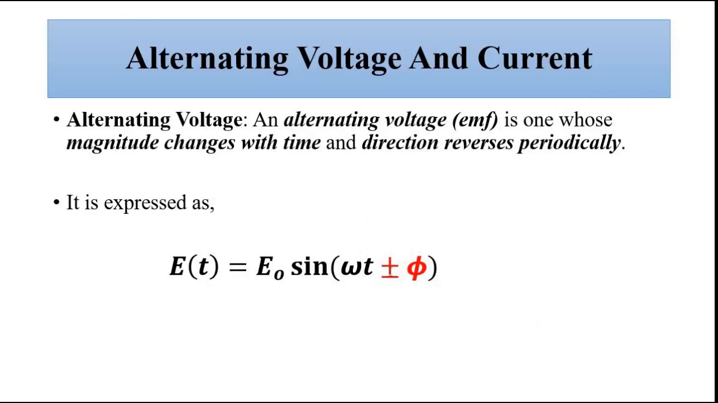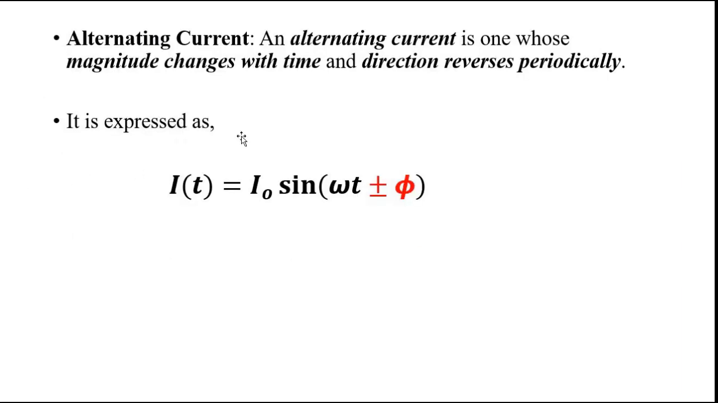Another thing which I have mentioned here in red is plus minus phi. Since we are discussing a purely resistive circuit, this will not come into play. This is the initial phase. The plus represents phase lead and minus represents phase lag. In a purely resistive circuit there is no phase lead or lag between voltage and current, so they are in phase.